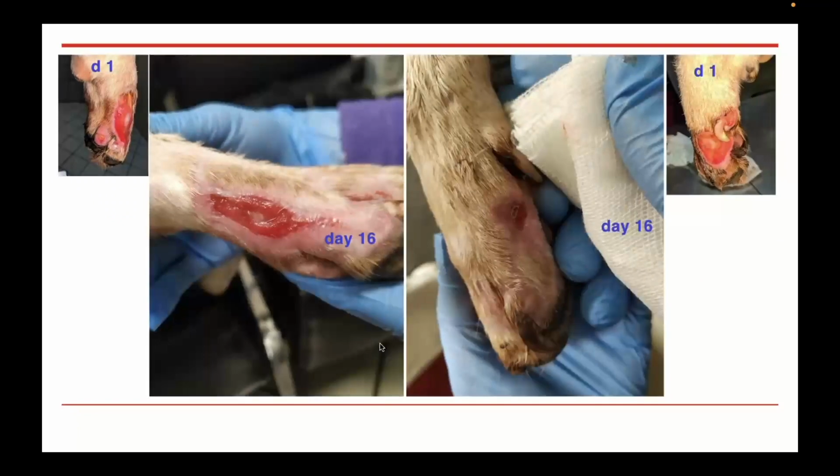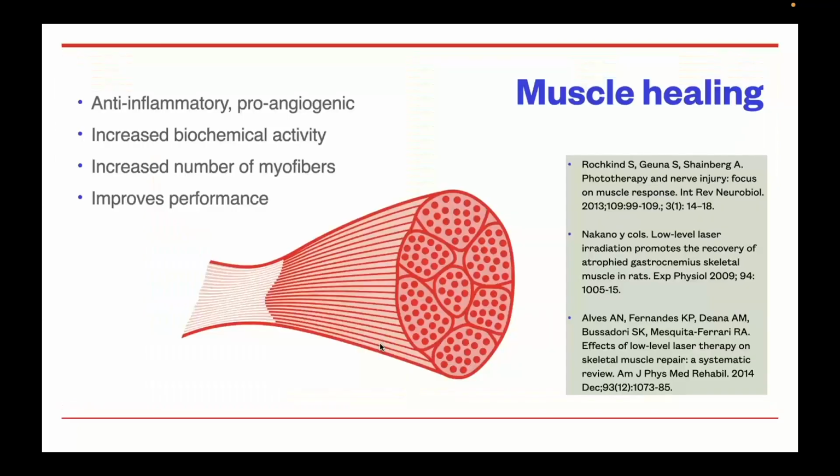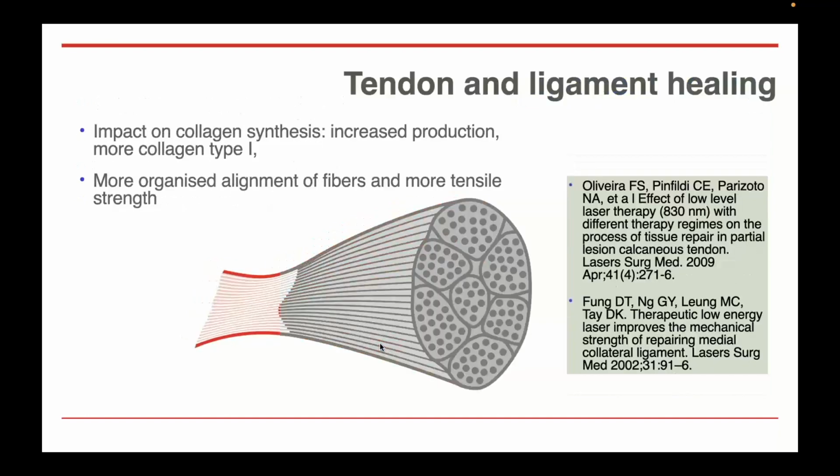And on day 16, after 6 treatments, this was the limb compared to the beginning from one side and the other. Laser therapy promotes healing in other tissues, not just the skin, like the muscle. It increases the biochemical activity of the muscle, the number of myofibers, and it also helps muscle repair by having an anti-inflammatory and pro-angiogenic effect. It also improves performance and post-exercise recovery, according to some studies.